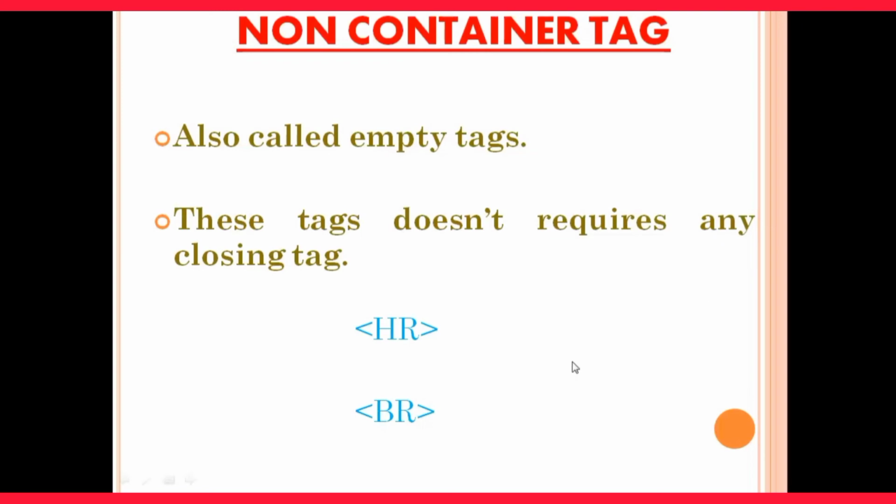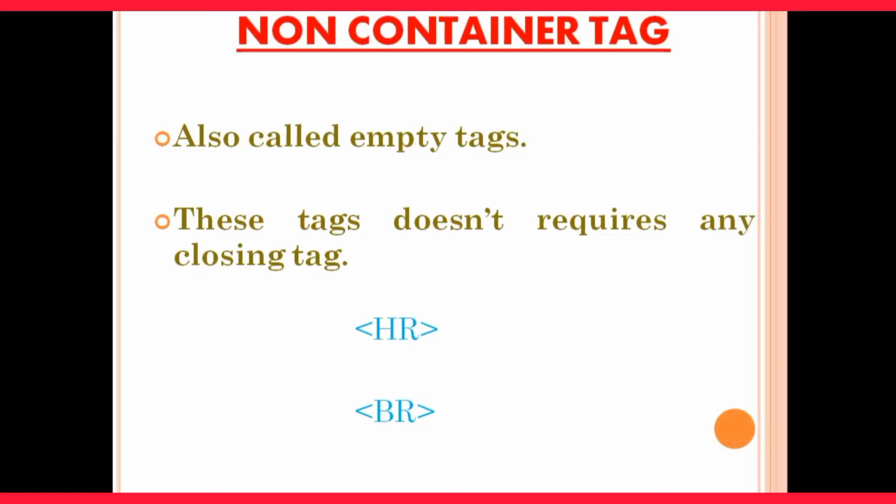Here HR means horizontal row. If we want to draw a horizontal line across the document, we can use the HR tag. The next is BR. BR means break. If we want to break the line, we can use the BR tag.